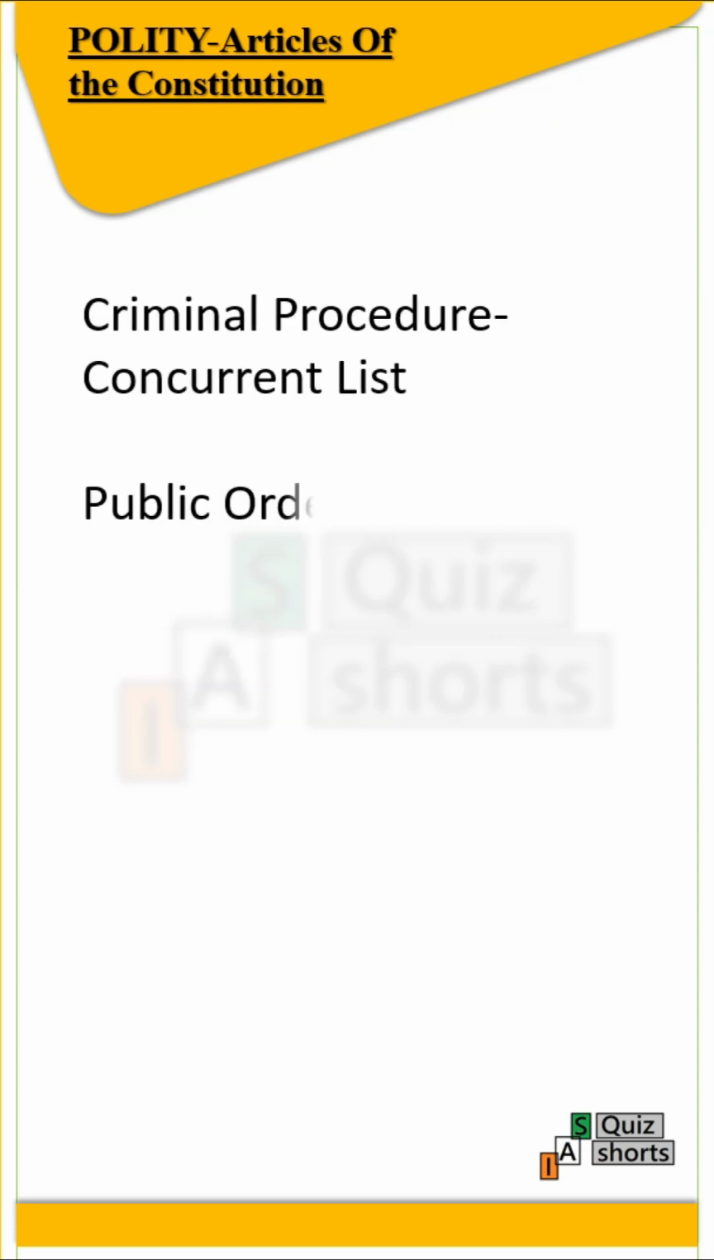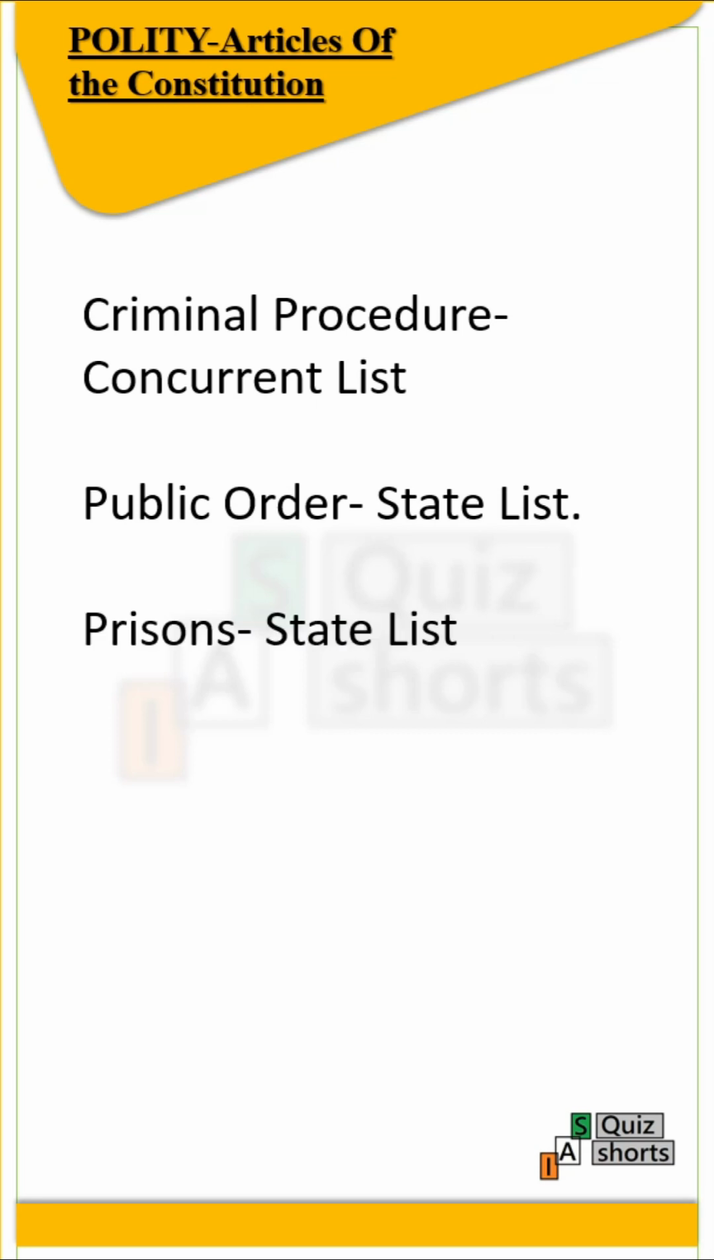Criminal procedure is in concurrent list. Public order is in state list. Prisons is in state list. Police is in state list.